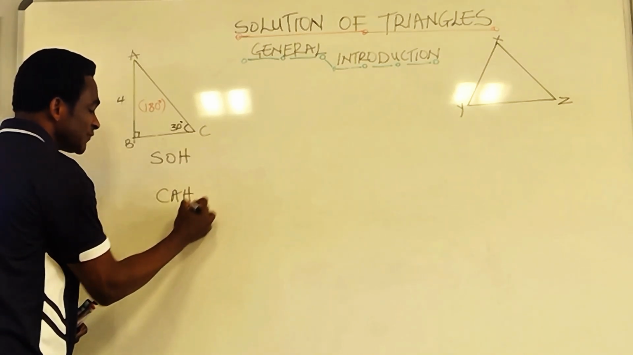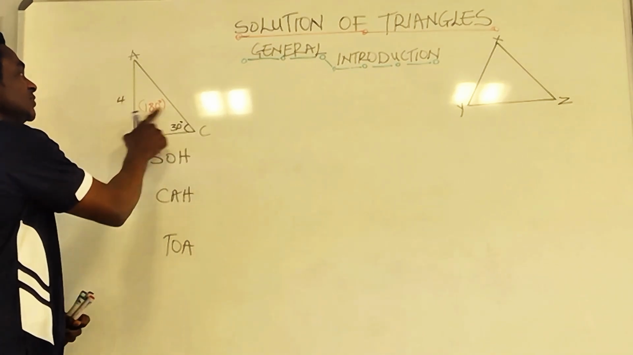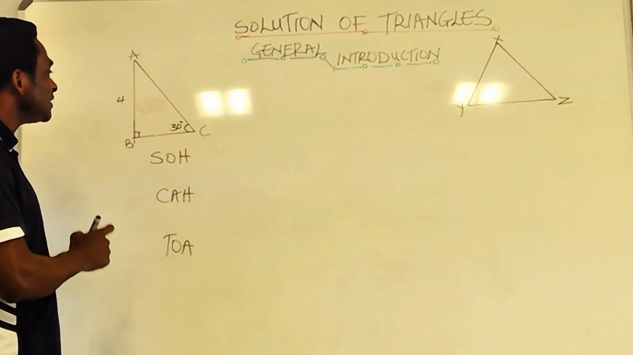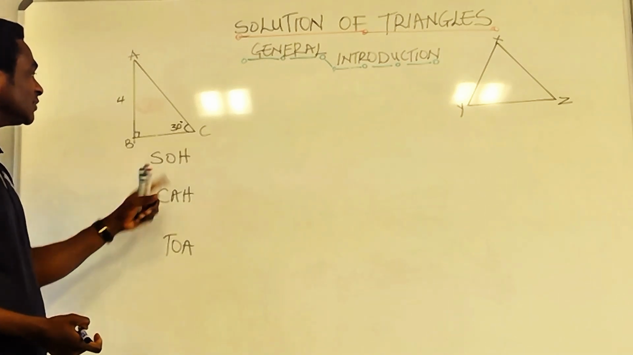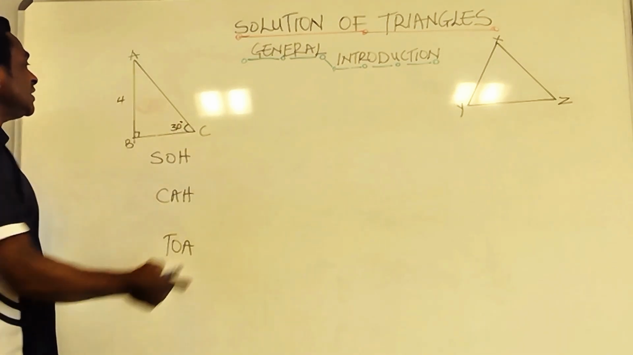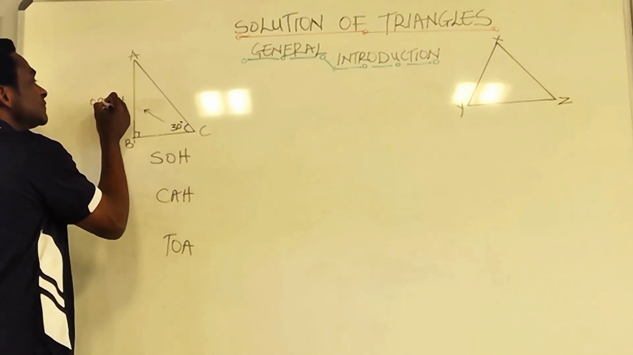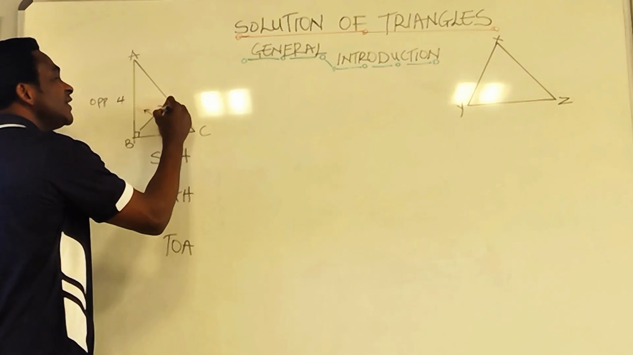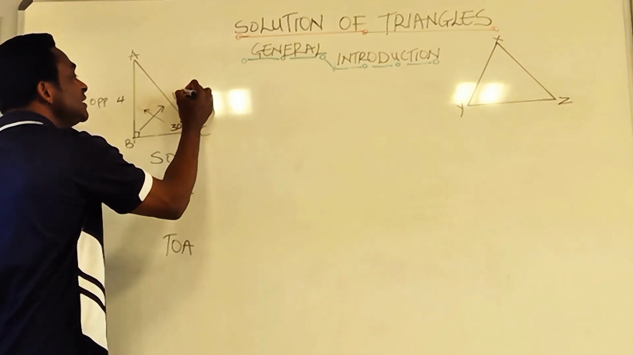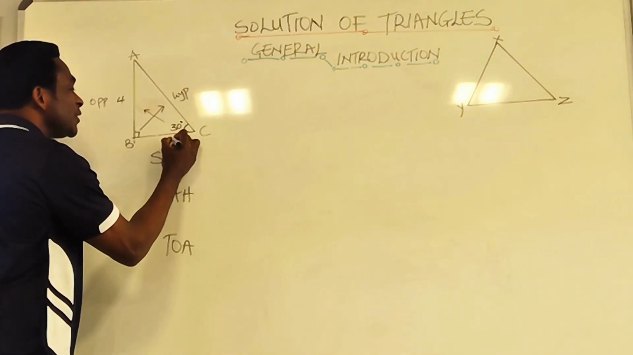SOHCAHTOA means that when we are dealing with the opposite and the hypotenuse, we use sine. Now, how do we figure out our opposite and hypotenuse or adjacent in a given triangle? Now we are given 30 degrees. If we are given 30 degrees, it means that the side facing the 30 degrees will be our opposite. Our hypotenuse never changes. For every right-angled triangle, the hypotenuse will always be the side facing the 90-degree angle. Then the other one will become our adjacent.